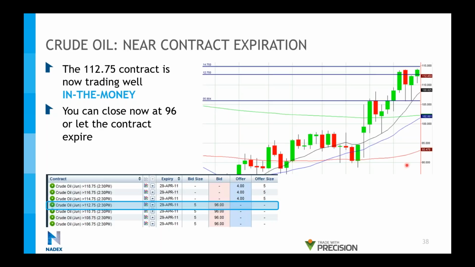Closing that position at 96, why would I consider that? Why not just wait for that contract to expire and give me the full 100? How much more can I gain by waiting? I can gain just 4 more points. How much can I lose by waiting? Well, technically I can still lose my $96.